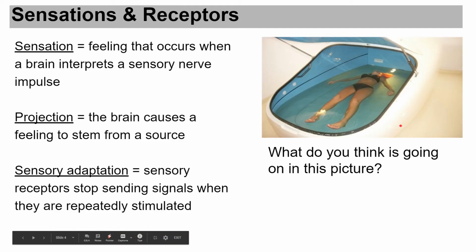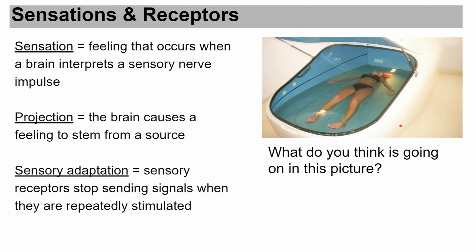Sensation and receptors. Sensation is a feeling that occurs when the brain interprets a sensory nerve impulse. So it receives a stimulus, and the sensation is the feeling that occurs because of that. Projection is when the brain causes a feeling to stem from a source. And then sensory adaptation is when sensory receptors stop sending signals when they are repeatedly stimulated.